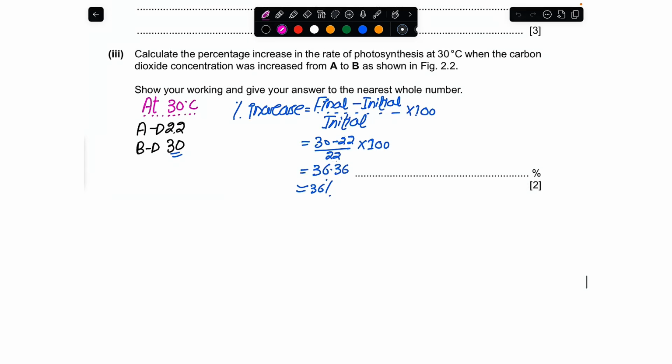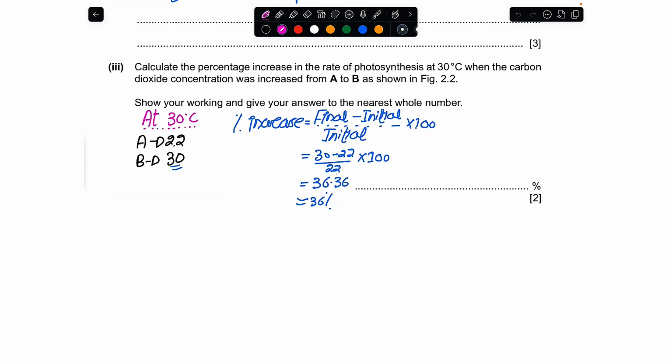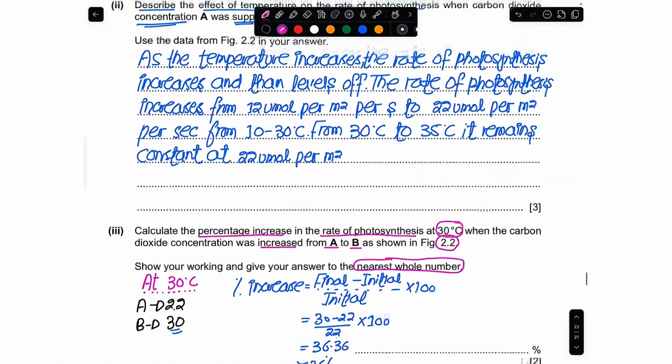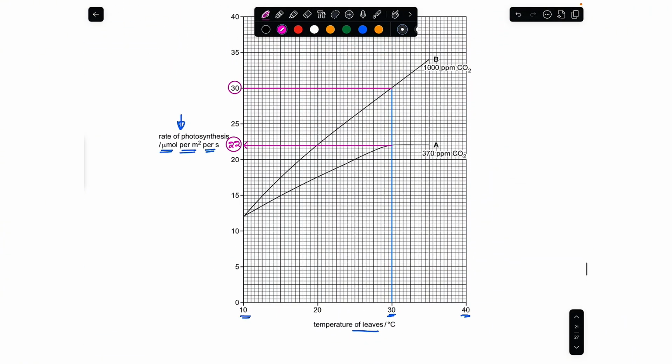Now moving on to this third part, here the examiner wants you to calculate the percentage increase in the rate of the photosynthesis, and he has given you the value of the temperature, which is 30 degrees centigrade. He asks that you must calculate it when the carbon dioxide concentration was increased from A to B as shown in figure 2.2, and at the same time it is clearly written that our final answer should be to the nearest whole number. Now, if I move back to the graph, you see that the temperature we have been given is 30.